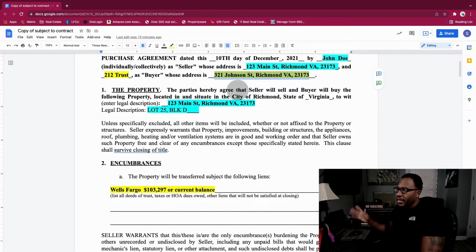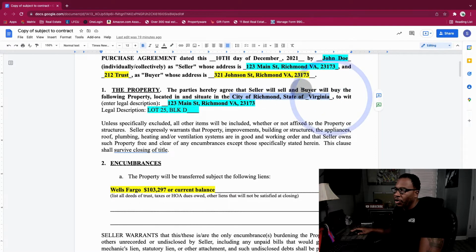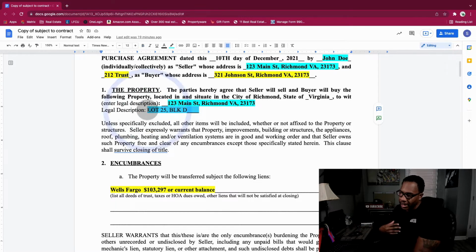So the parties agree the seller will sell and the buyer will buy the following property. And again, you're going to do a little bit of redundancy. The property is going to be in the city of Richmond, state of Virginia, or wherever you live, so you're going to have to fill that out. And then again, you're going to put the property that you are purchasing. You're also going to have to find the legal description. As a real estate agent, I get this from Realist, which is something that we have access to, but you can find that from county records if you do a little Googling.